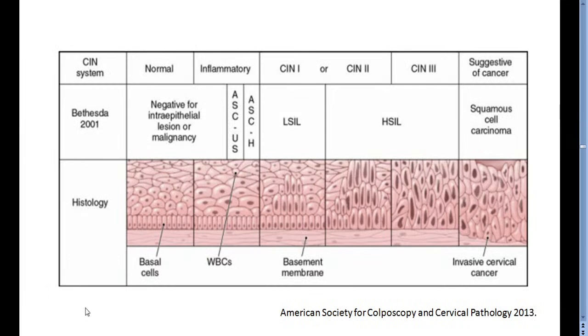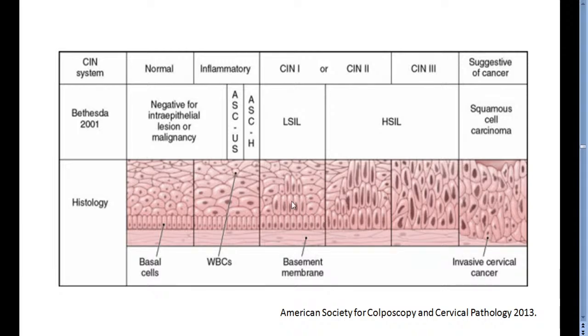Look at this picture and you see the corresponding terms of different systems, like CIN on the upper part, Bethesda here, and the histology report here. But what happens? You see, this is the basal membrane, and it should be intact in healthy women.